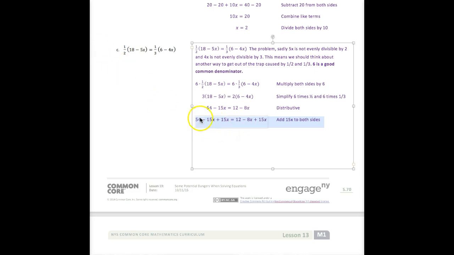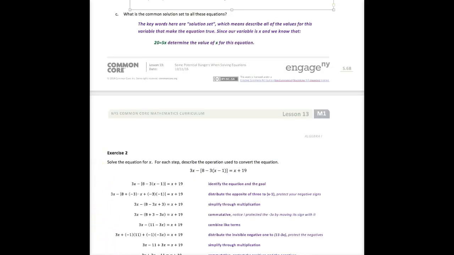Add 15x to both sides. That gets a 0 pair here and leaves us with 7x on this side. Ta-da! And now we can think about getting another 0 pair. This time it's the 12 we'd like to get rid of. And so we're going to do that by subtracting 12 from both sides and dividing by 7. Yay, we have an answer. Excellent work, folks. We did it.